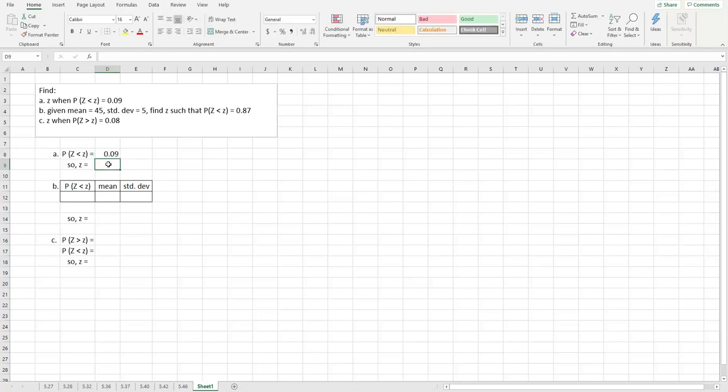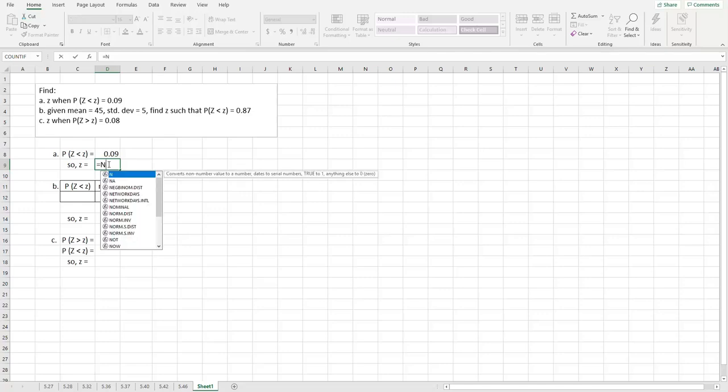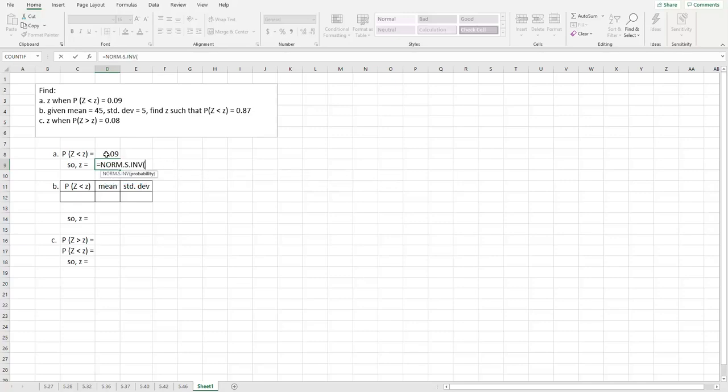Since we're given only the probability, it is safe to assume that this is a standard normal distribution problem. So we take NORM.S.INV and we put our probability, and that gives us our random variable. Number B. Given mean is 45, standard deviation is 5. Find random variable such that the probability is 0.87.